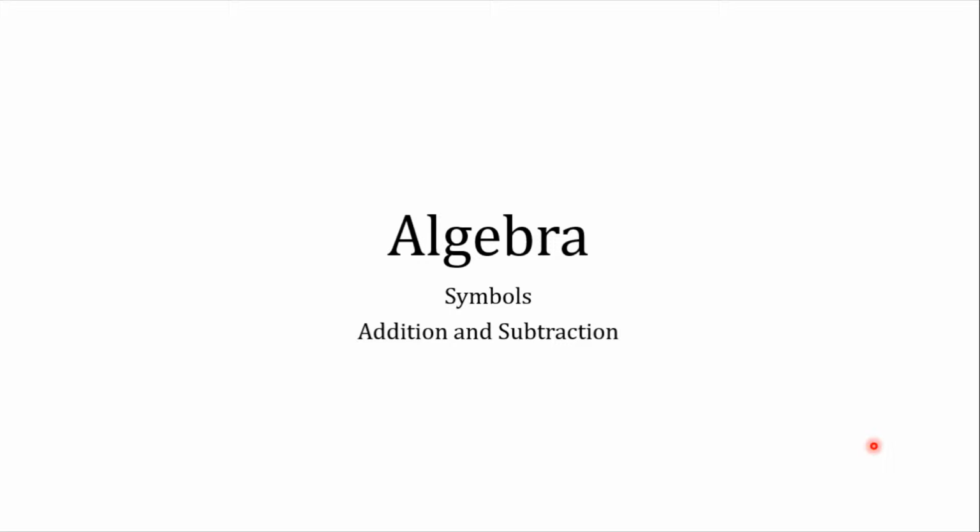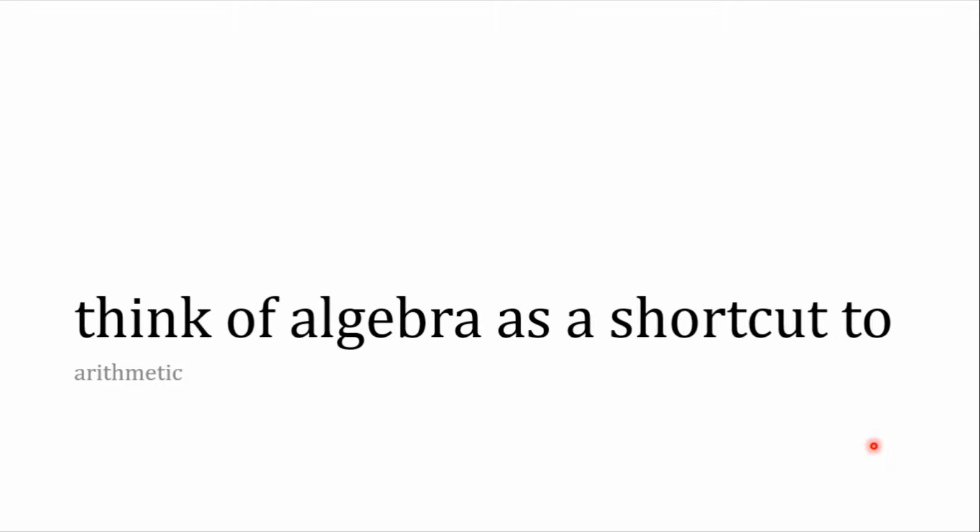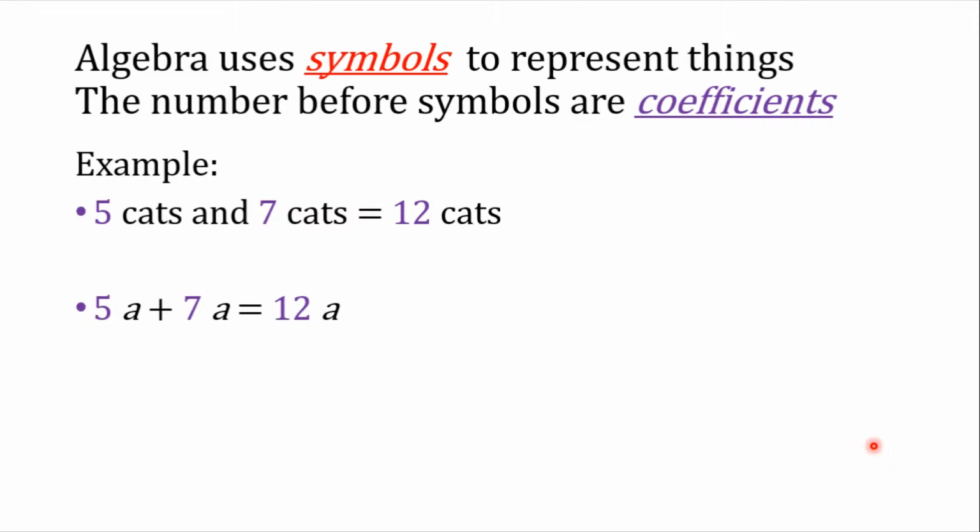We're going to start off with algebra, symbols and addition and subtraction. So you can think of algebra as a shortcut to arithmetic. Instead of having to write down equations in long words, we can use symbols. As an example, 5 cats and 7 cats gives us 12 cats. Instead of having to write down cats, we can use symbols to represent these cats.